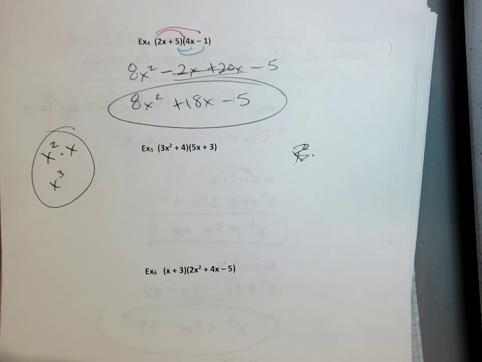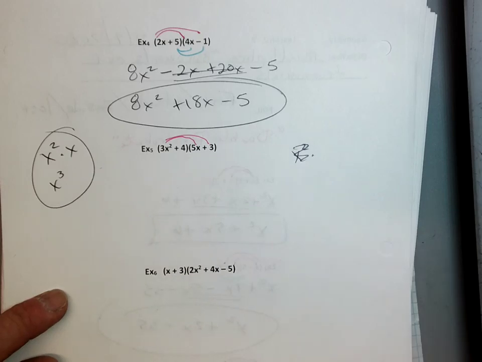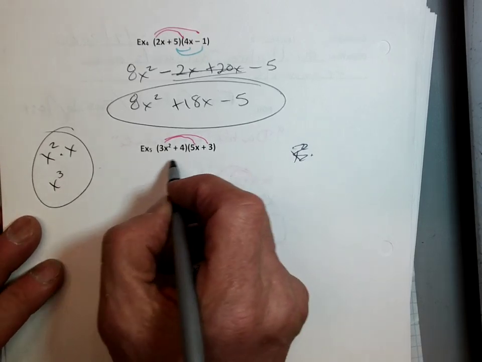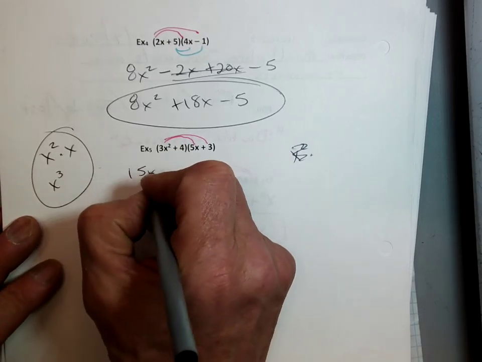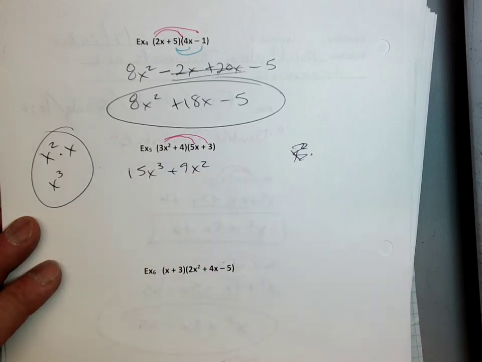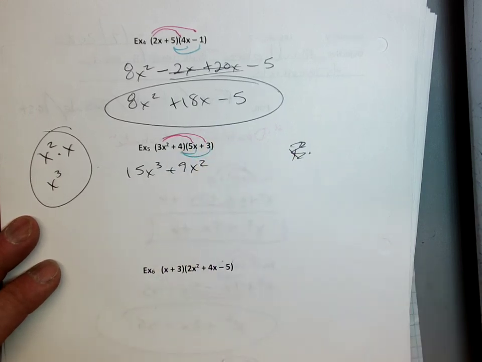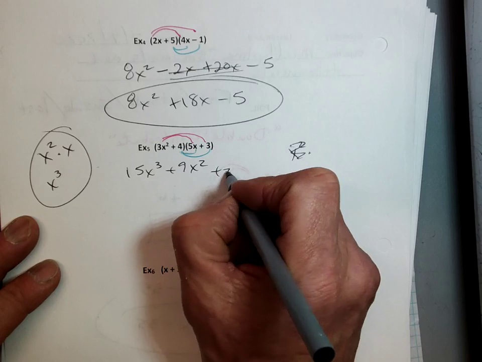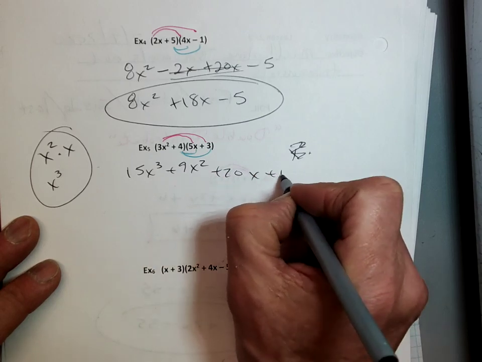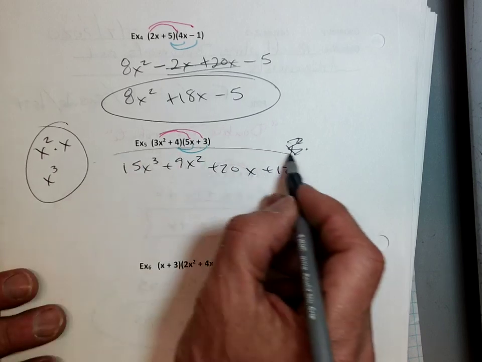So I'm going to go ahead and double distribute 3x squared times 5x, and 3x squared times 3, so I will get a 15x cubed plus a 9x squared. And then I'll multiply the 4 through, and I'll get a positive 20x plus 12. Now at this point, there's nothing to combine. All 4 terms are different. I cannot combine anything, so that's my answer.